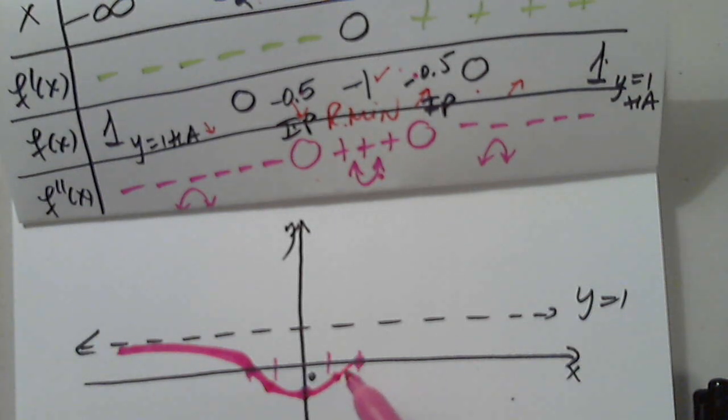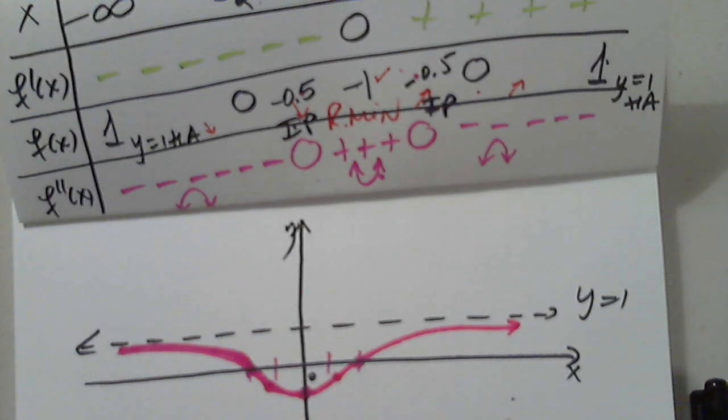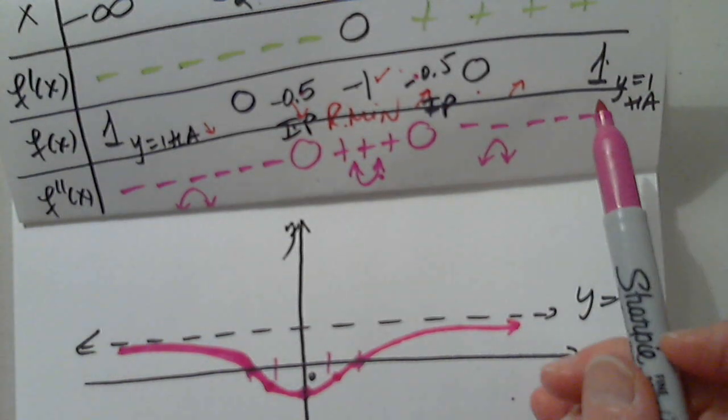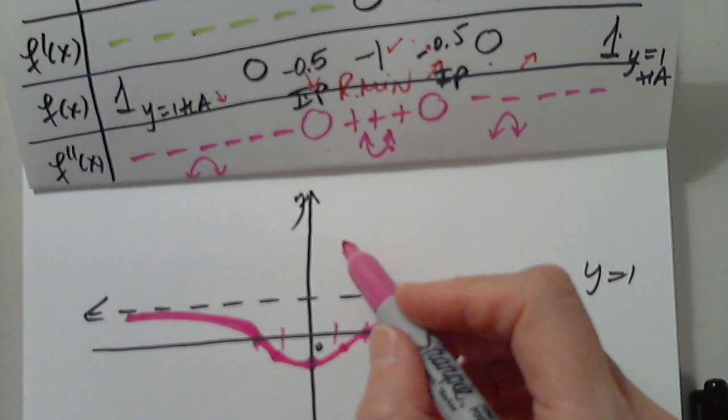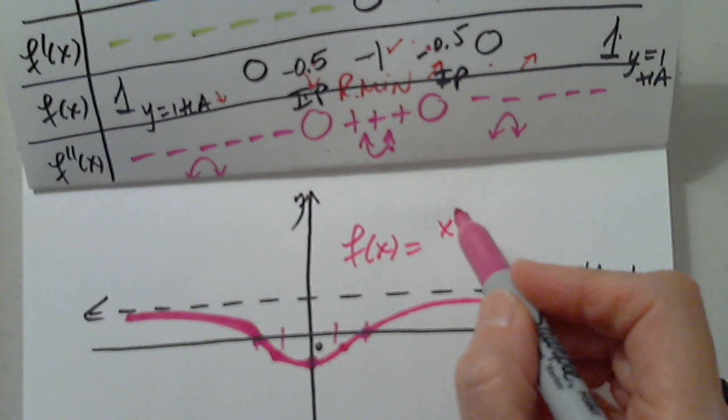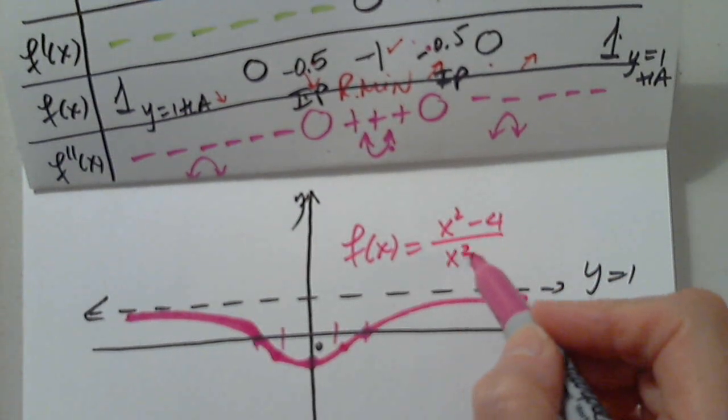So it changes concavity, opening down, getting closer and closer to the horizontal asymptote y equals 1. So this is f of x equals x squared minus 4 over x squared plus 4.